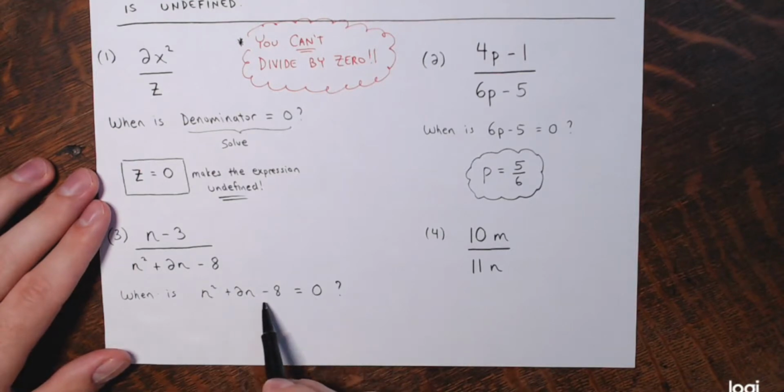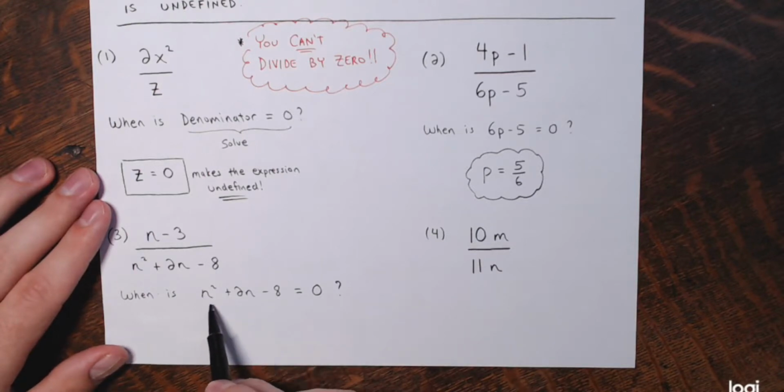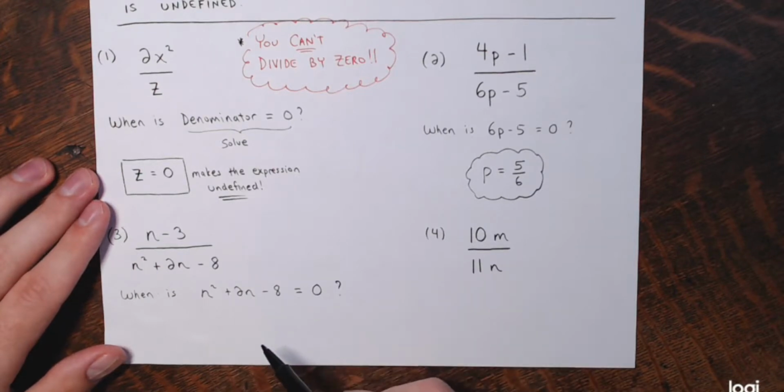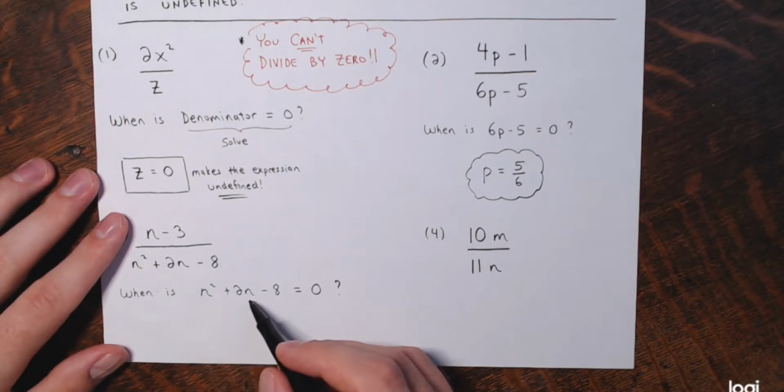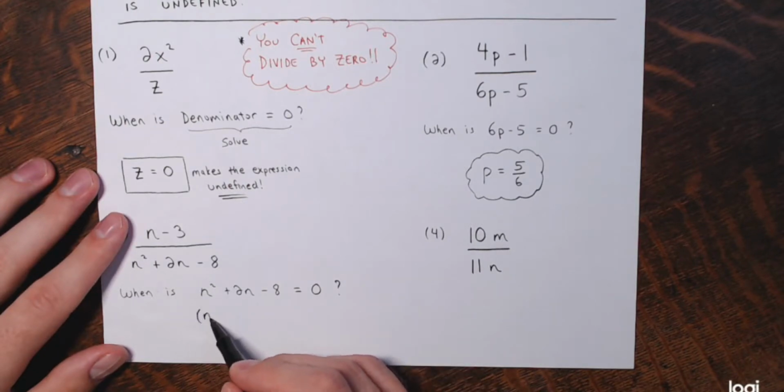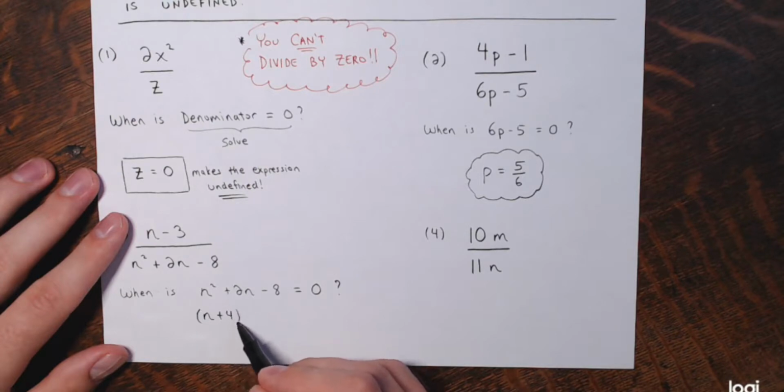Right, everything on one side, 0 on the other. And then I would want to try solving by factoring first. Now if you know this is a quadratic, right, degree 2 polynomial here. So if you know how to complete the square or solve with the quadratic formula, be my guest. But I'm going to solve this by factoring. This n squared plus 2n minus 8 would factor to n plus 4 times n minus 2.